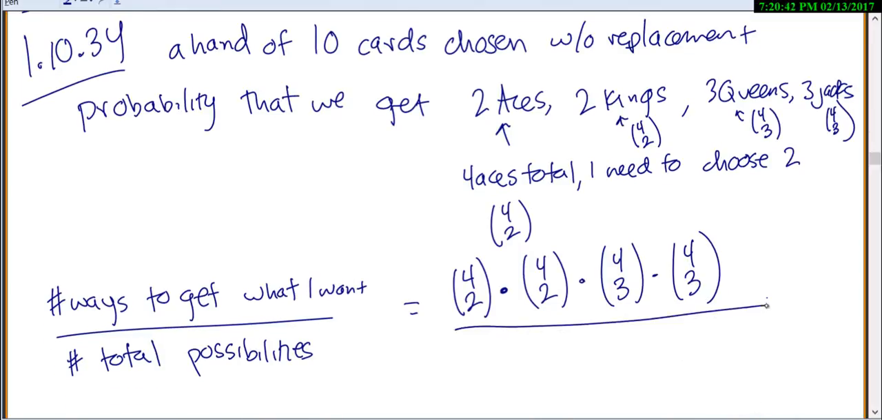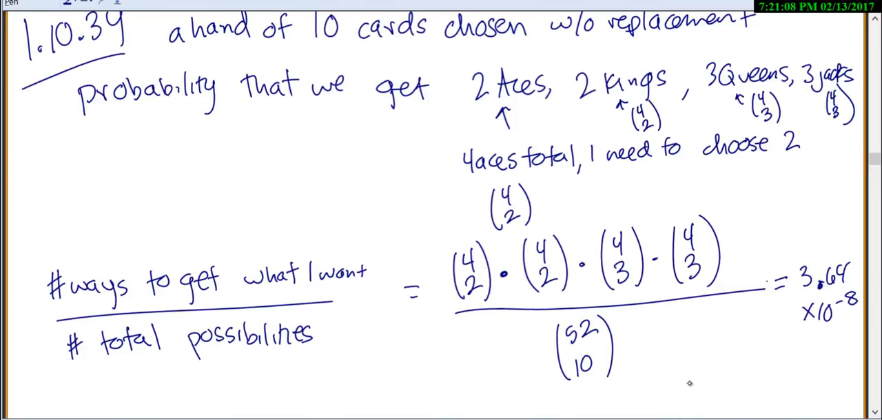Which is why combinations work here. And then what were your total number of possibilities? There are 52 cards, and I need to choose 10 of them. And this gives me 3.64 times 10 to the negative 8. So that's quite a small probability, but it was a very specific thing they wanted. So I know that's from section 1.7. And finding probabilities with combinations might be that harder one. So that's why we reviewed that.